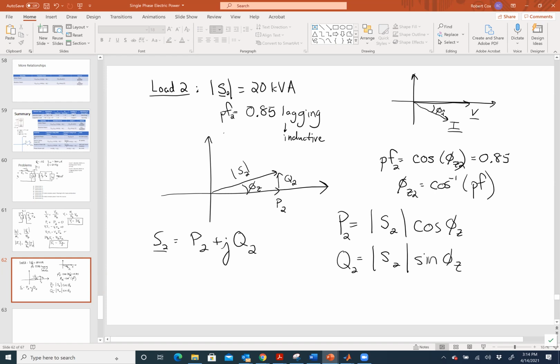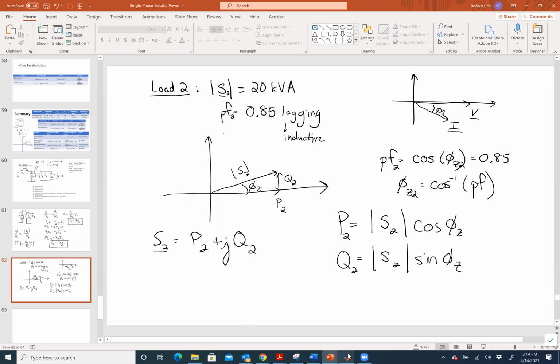Christian, you had a question. When we do phi z equals cosine inverse of 0.85, is that going to kick back an angle in degrees or radians? By definition, it's always radians. There may be an acos in Matlab, I don't know. But what I always do is keep it all in radians, because I know that everything wants radians.